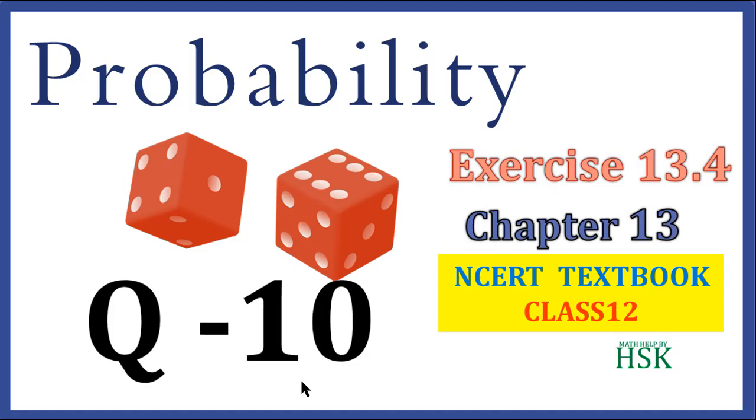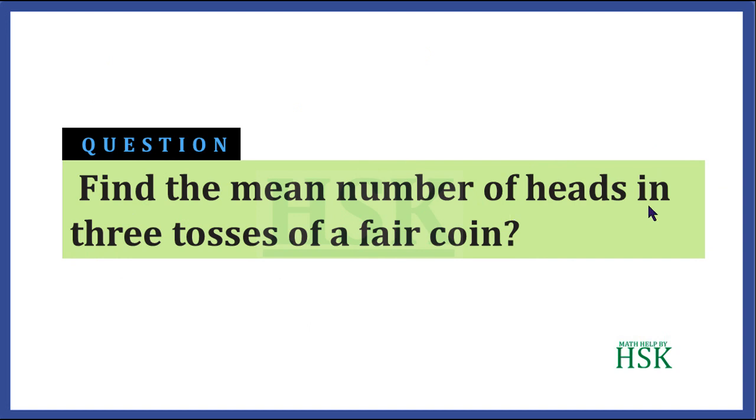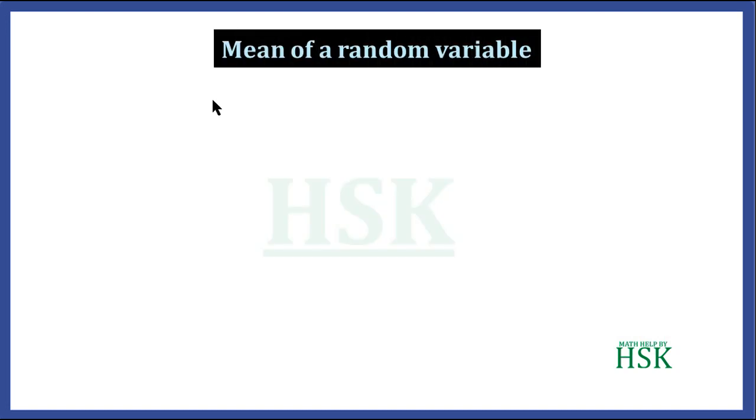This is question number 10 of exercise 13.4 from the chapter Probability. The question is, find the mean number of heads in 3 tosses of a fair coin. In this question we have to find a different thing from what we were doing in the previous question. We have to find the mean value of the number of heads in 3 tosses of a fair coin.